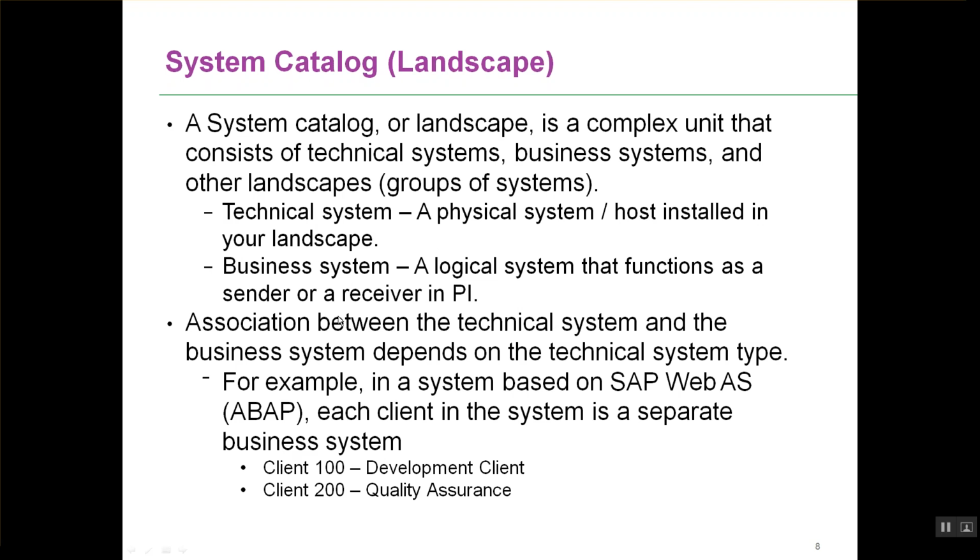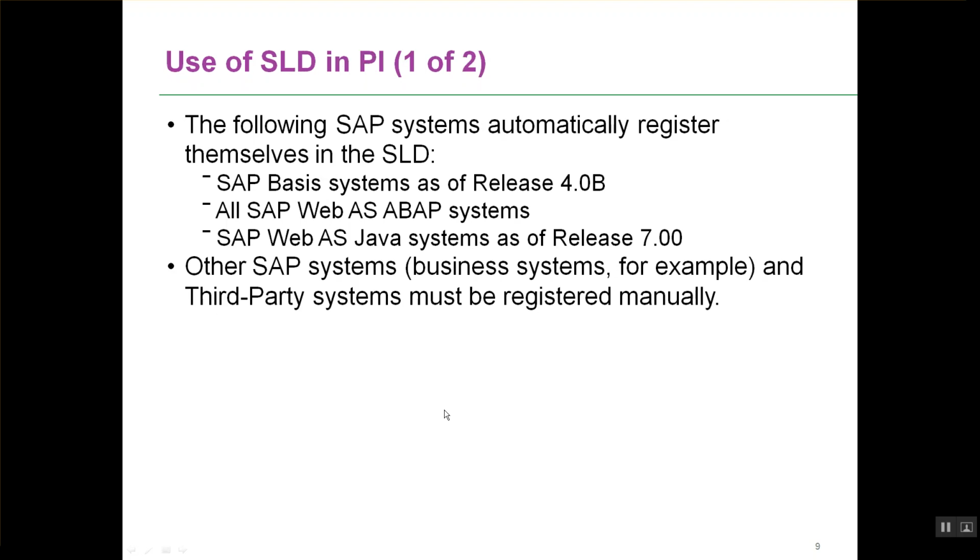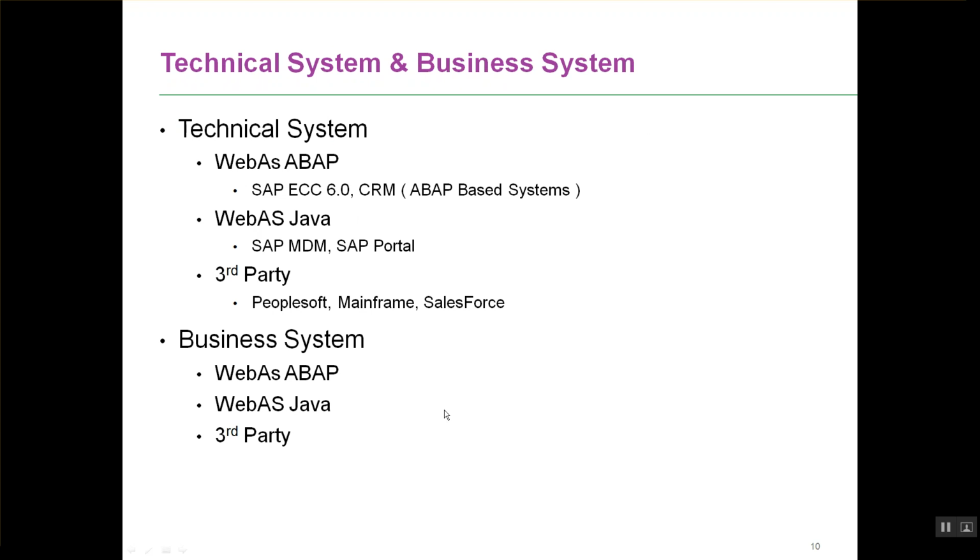So this is what is mentioned here. A technical system is a physical system, a business system is a logical system. The association between the technical system and the business system depends upon the technical system type. In an SAP web-based ABAP system, each client can have one particular business system, whereas in the case of a Java system, it is a one-to-one relationship.